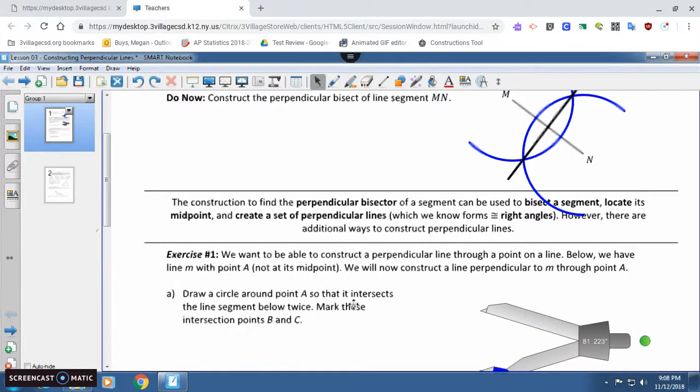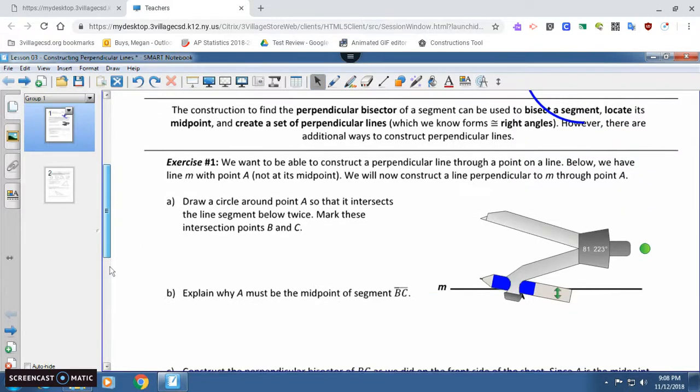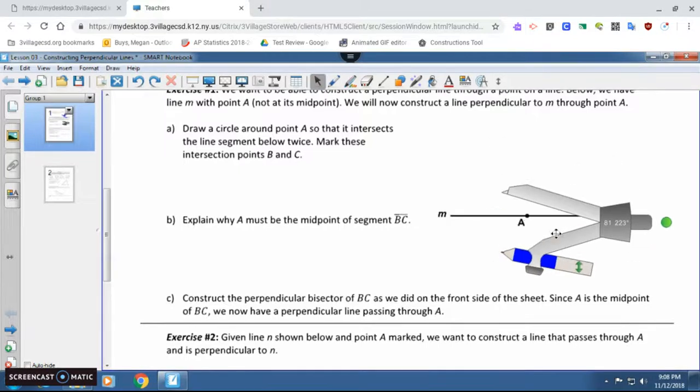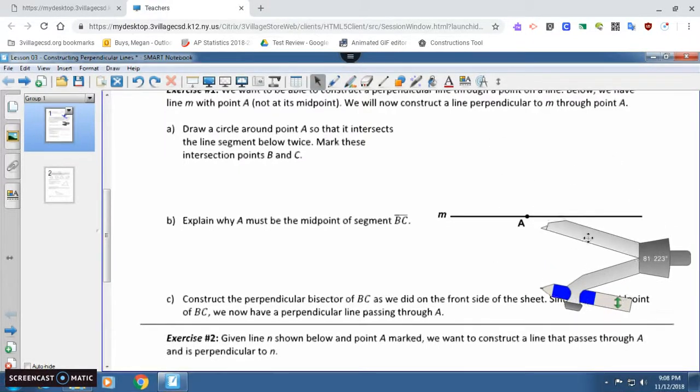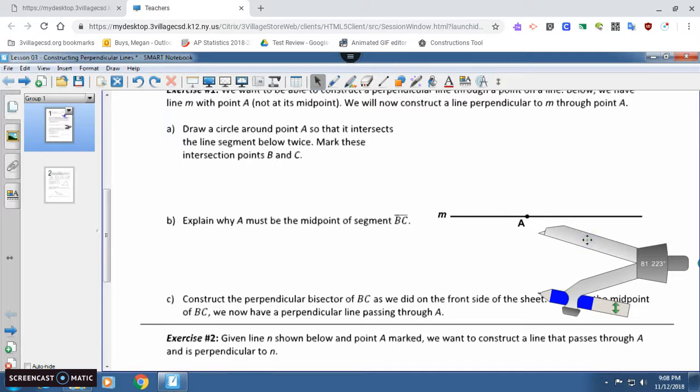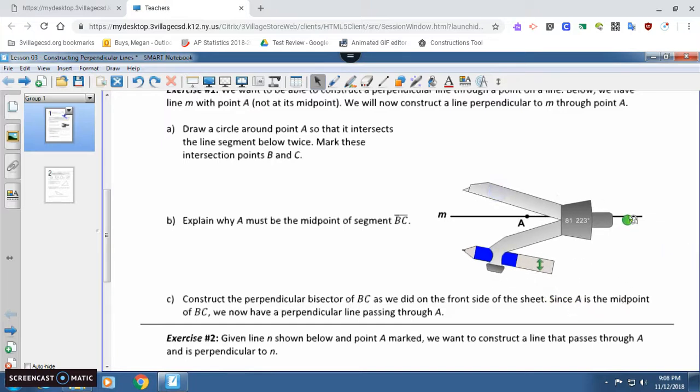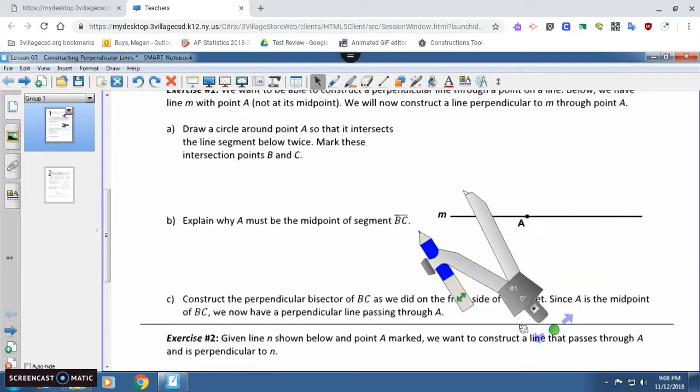So we want to be able to construct a perpendicular line that passes through a point that's on the same line. So we're going to look at something like that. Now notice that where this point A is, it's not the midpoint of the segment. So we can't do a perpendicular bisector and just hope that it's going to pass through A. Instead, what we need to do is figure out exactly how far apart they are.